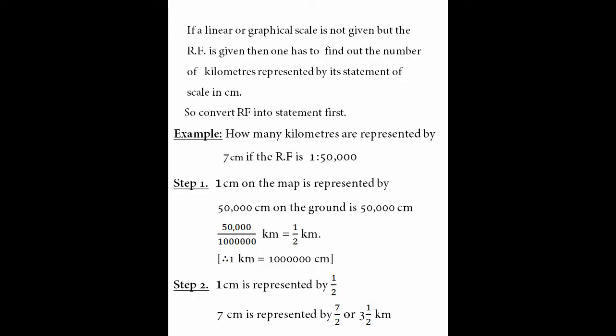The first example is, how many kilometers are represented by 7 centimeters if the RF is 1:50,000? So 1 centimeter on the map is represented by 50,000 centimeters on the ground, and hence when we convert centimeters into kilometers, it comes to half a kilometer. Then 1 centimeter is represented by half, so 7 centimeters is represented by 7 upon 2, which comes to 3 1 by 2 kilometers.